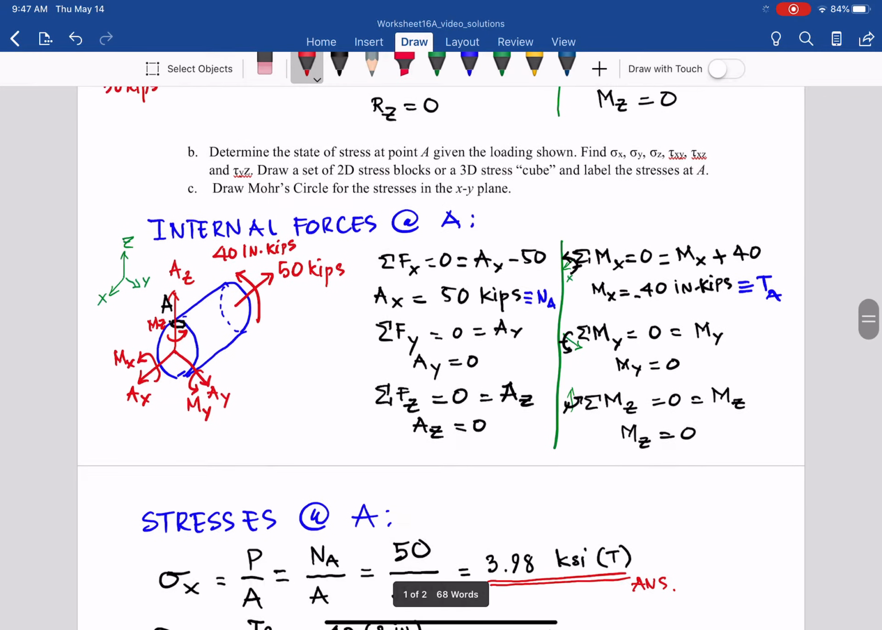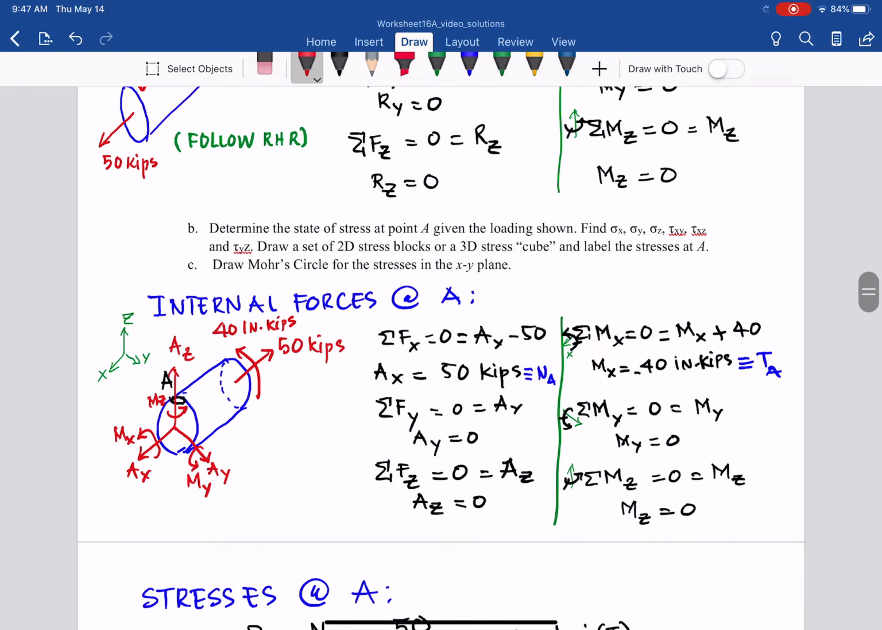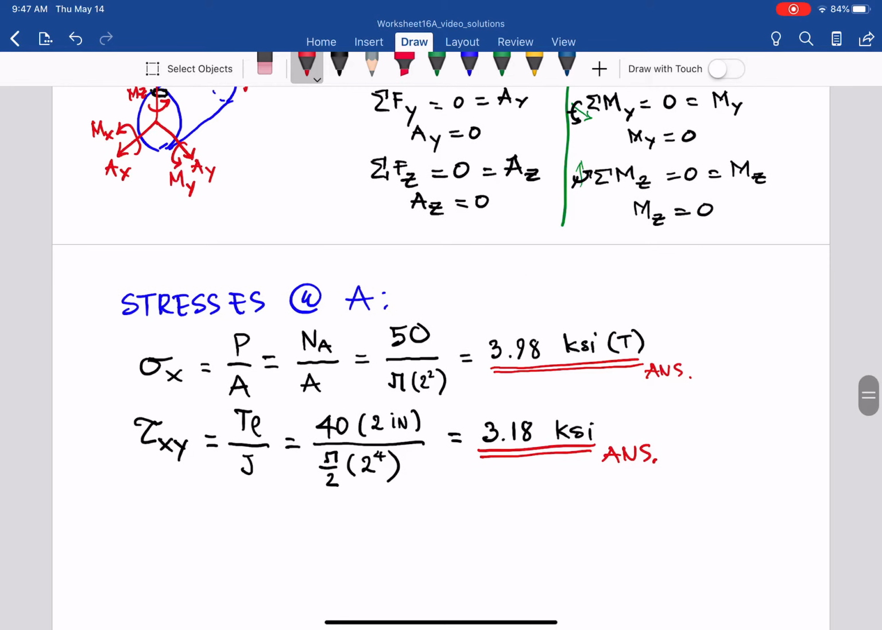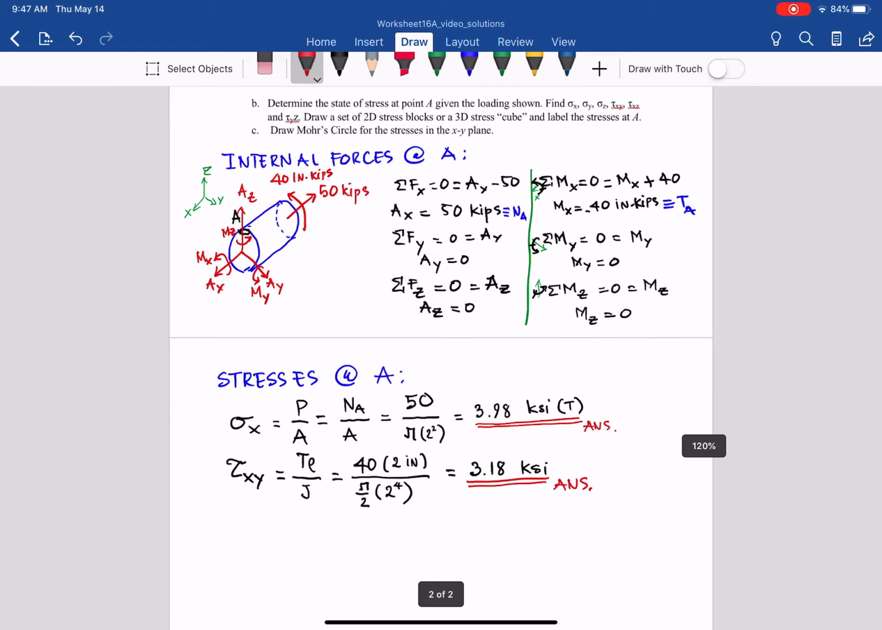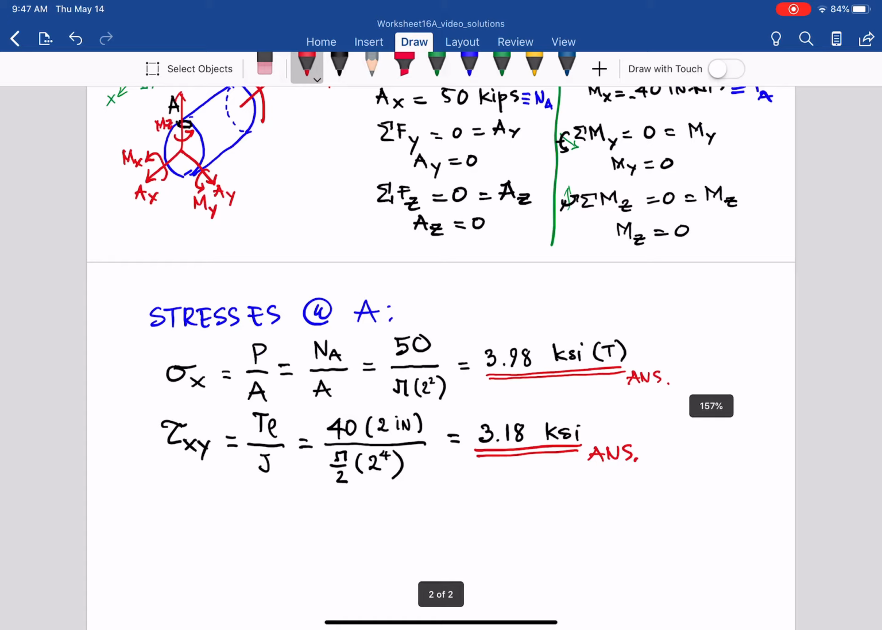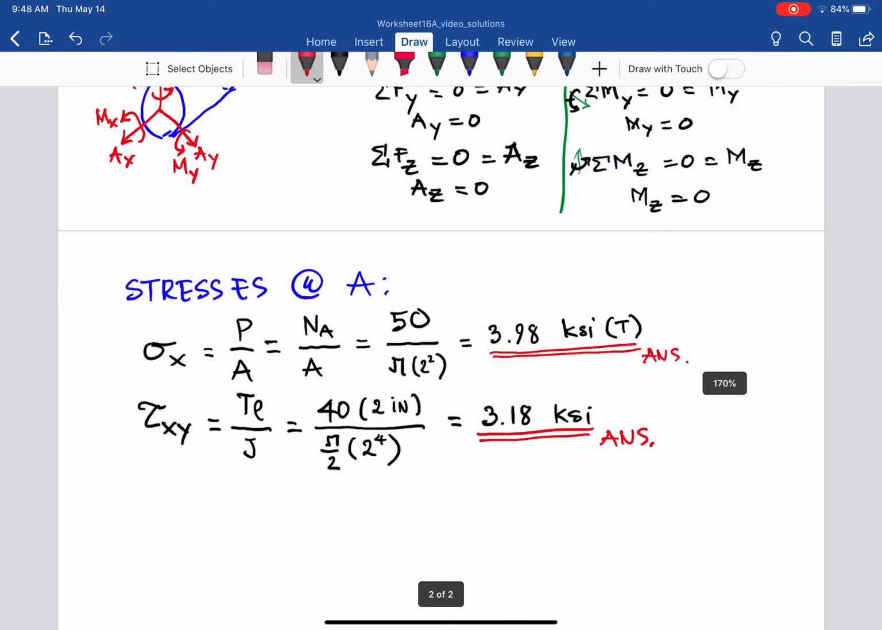Okay, then we have the stresses, but that is not all the question asked, and we are not done yet. They also ask us to determine the state of stress at point A, and then draw the 2D state of stress blocks or a 3D stress cube and label the stresses at A. So let me start with the cube, and then we elaborate with a set of 2D stress blocks. A set means more than one stress block, because this is a 3D problem as you can see here.